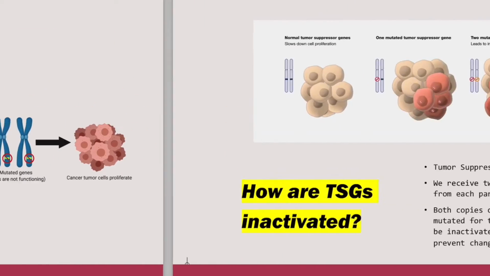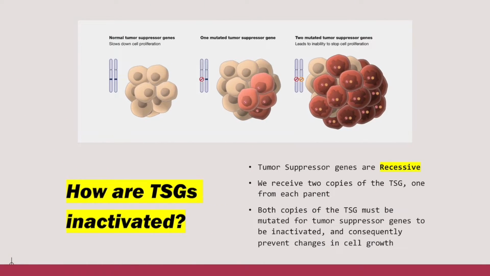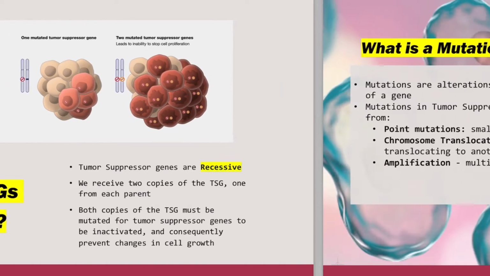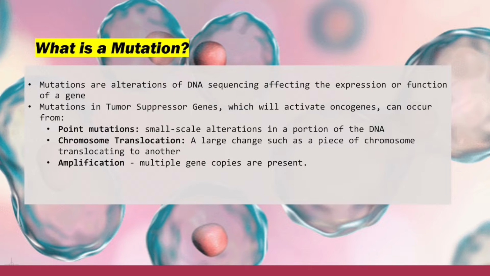TSGs are a recessive gene. We get one copy of the TSG from each parent. When both copies of TSGs are mutated, the chances of developing cancer increases. Mutated TSGs are unable to fulfill their roles and will activate oncogenes.